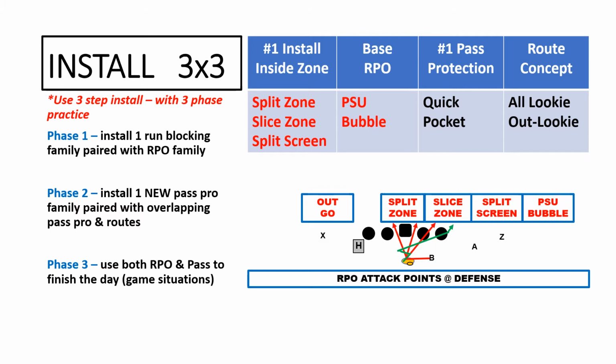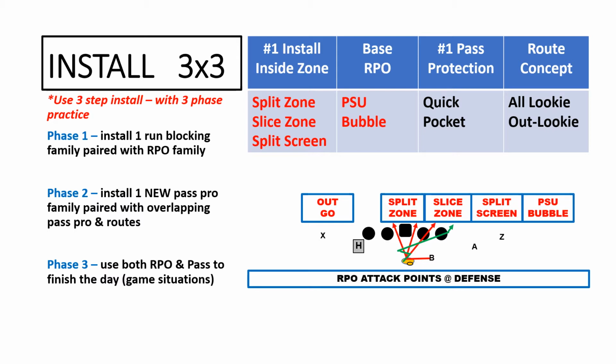Here's an example of the scaffolding technique of how you can add multiple schemes off of the split zone as you install. You can see we're just going to install split zone here with the Penn State bubble. But then we also can do a slice zone, which is a true zone read with the quarterback, and then an H-back split screen.